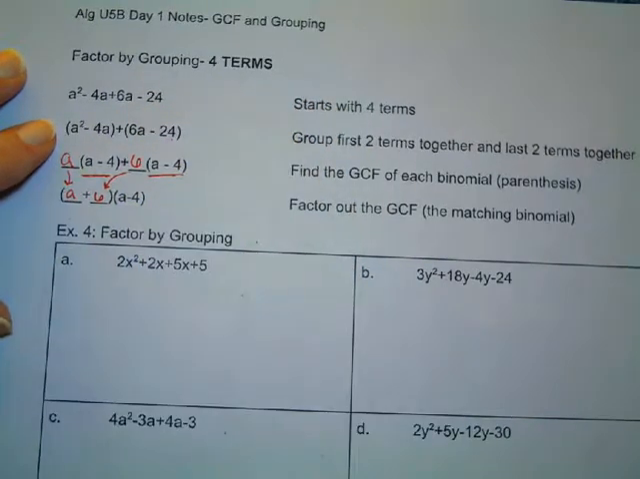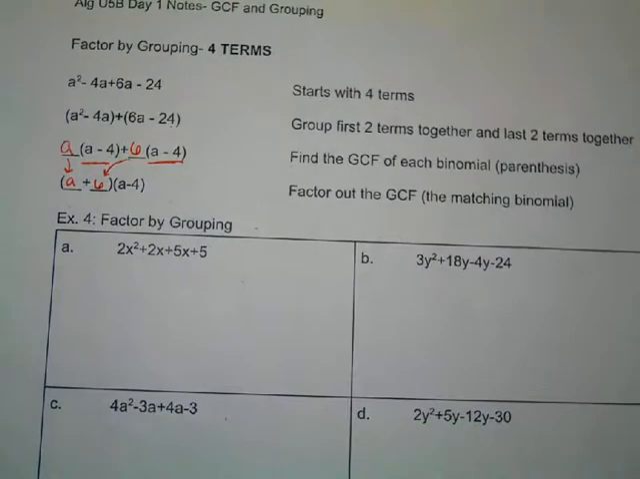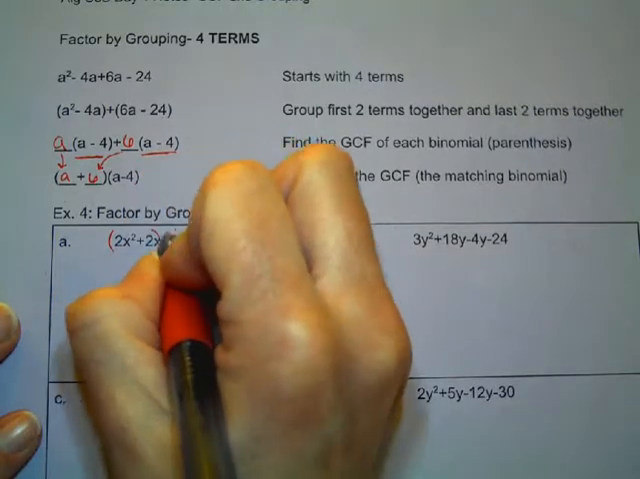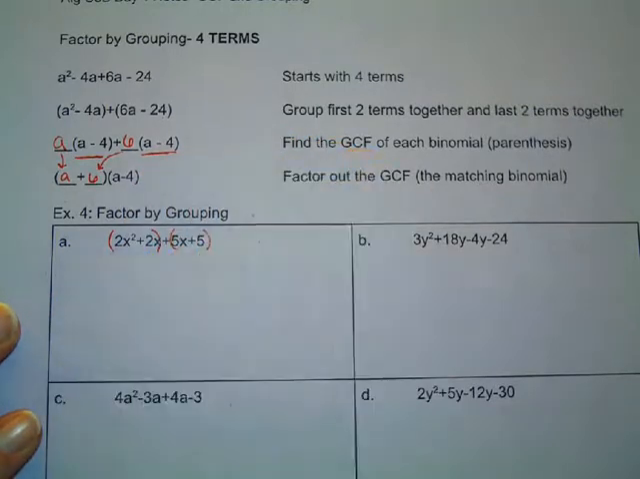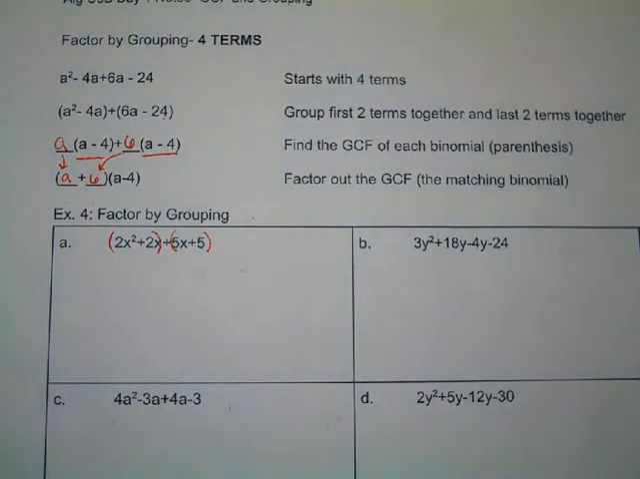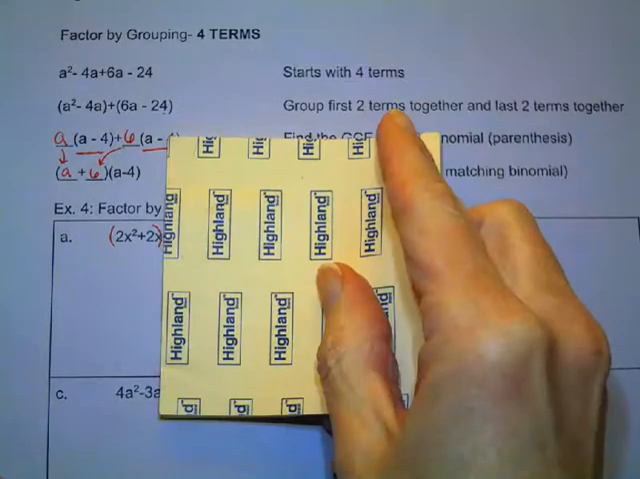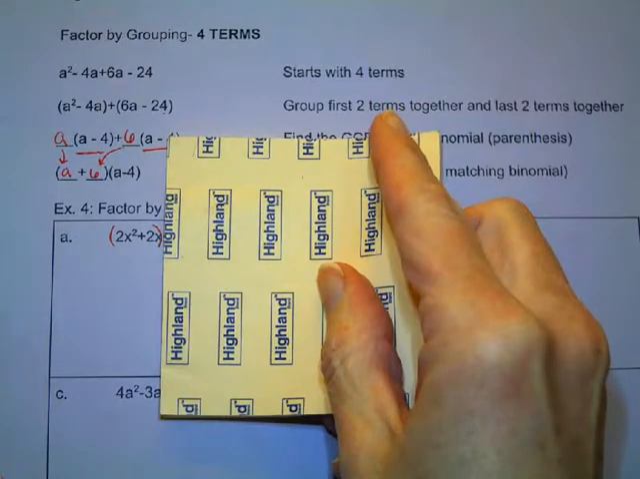Alright, so step 1, we're going to put parentheses around the first 2 and parentheses around the second 2. So just focus on just this part of the problem. What do those 2 things have in common? They both have a number 2 and they both have an x. So we're going to take out a 2x.